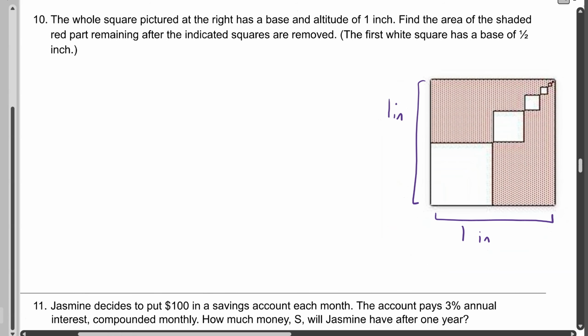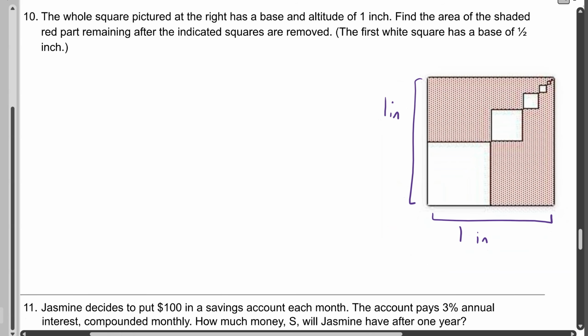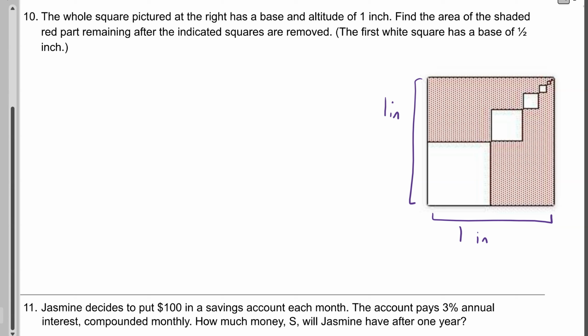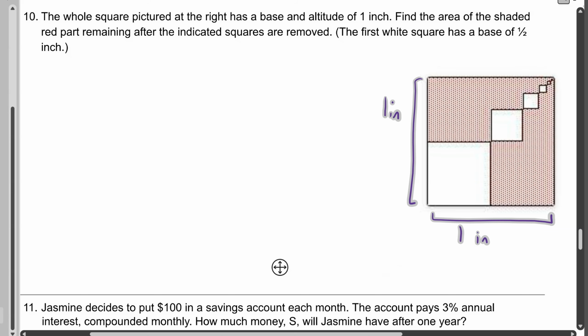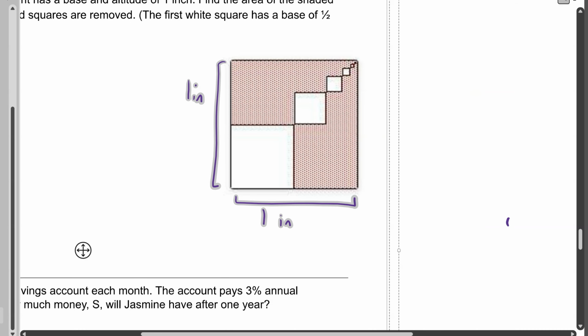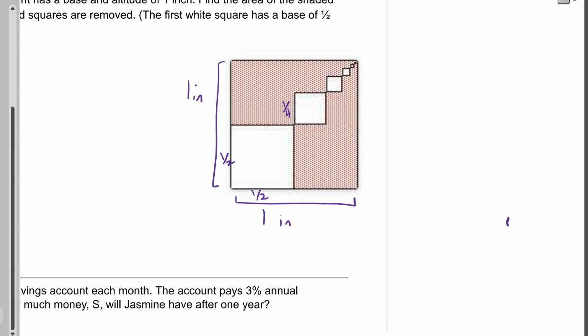I want to find the area of the shaded red part remaining after the indicated squares have been removed. So all those white squares have been removed, where the first white square has a base of 1/2 inch. Now keep in mind it's a square, so that means the base and height are the same. And we're going to assume this pattern continues. So that's 1/2 inch by 1/2 inch. Then this would be 1/4 inch by 1/4 inch. And this would be 1/8 inch by 1/8 inch, and so on and so forth.